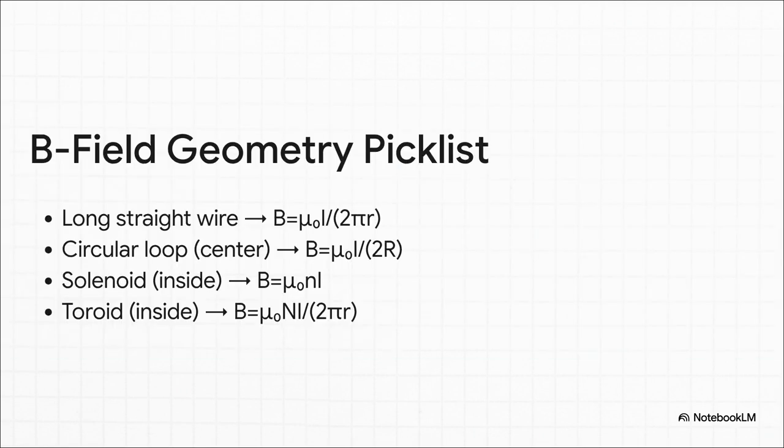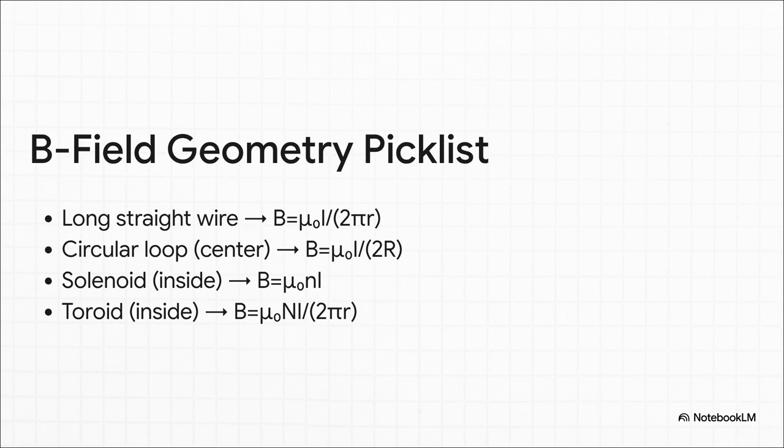Okay, now for calculating B fields. The secret here? It's all about the shape. Just think of this as your geometry pick list. Got a long straight wire? There's a formula for that. A circular loop? Got one for that too. A solenoid? A toroid? Just match the shape to the right formula. It's that easy. Oh, and a quick pro tip. For a perfect solenoid or toroid, we just assume the field outside is zero.